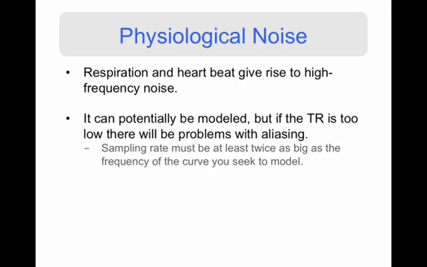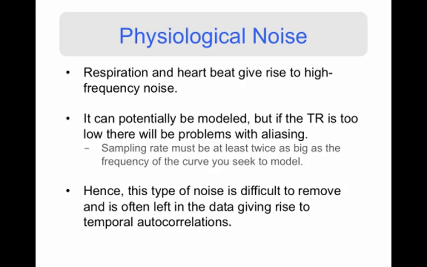Because your heart beats maybe once a second, we would have to sample every half second in order to recoup that signal. However, when our TR is 2 seconds, we're not going to be able to capture that signal. And so this type of noise is difficult to remove and is often left in the data, giving rise to temporal autocorrelations. We'll talk about how to model that in the next module.